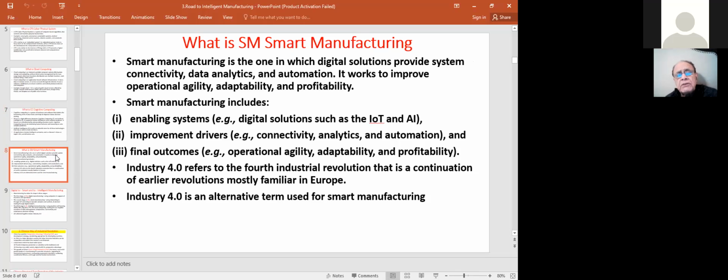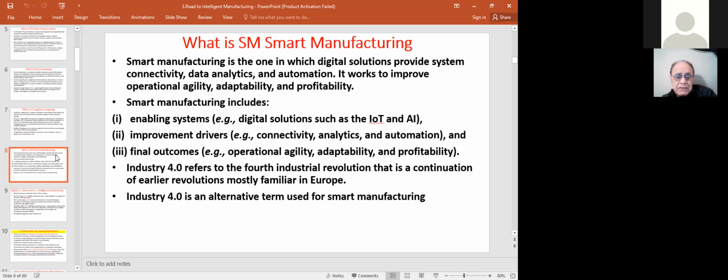Sometimes we use the term smart manufacturing. Smart manufacturing, in fact, is a digitized method. It is digital solutions, and it really has productivity, data analytics and automation. So with the help of these smart tools, if you apply these tools to manufacturing, we call it smart manufacturing.